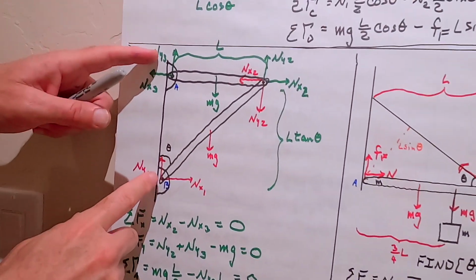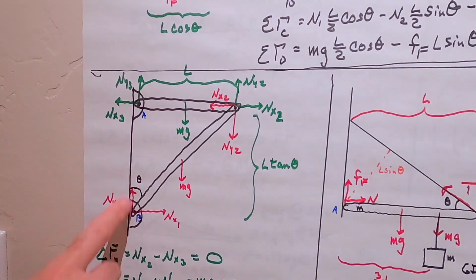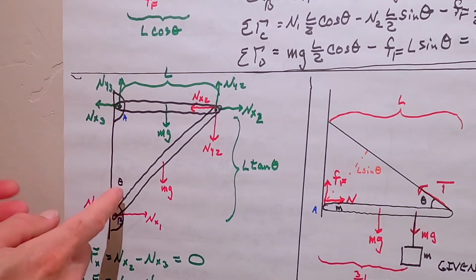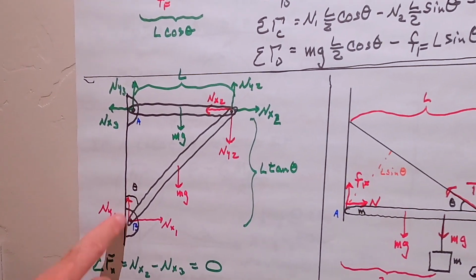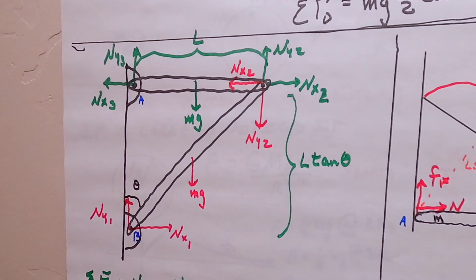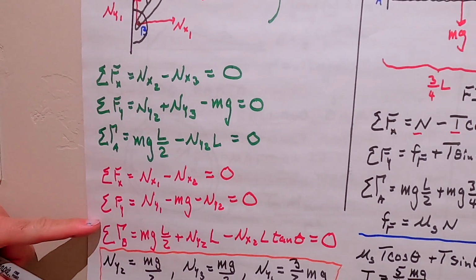Well, since I know that length is L, I know the opposite, and I want to get the adjacent, it looks like I have to use the tangent. The tangent of theta is L over this distance, or this distance is L tan theta. Okay, so there are all my equations.